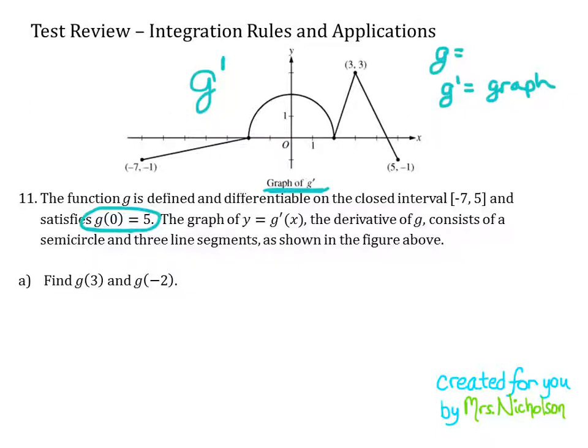So then g would, of course, be the integral of g prime, which means g would be the area of the graph that we're looking at. And then if I go in the other direction, g double prime would be the derivative of g prime, or the slope of the graph that we're looking at. Now if we take a moment to do that annotation, I think it's really going to help us for the rest of the problem. So let's look at part A. Question A says find g of 3 and g of -2.